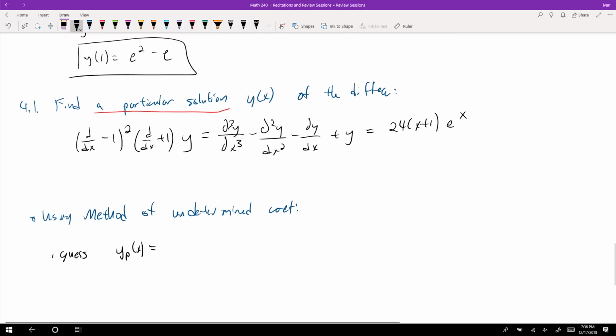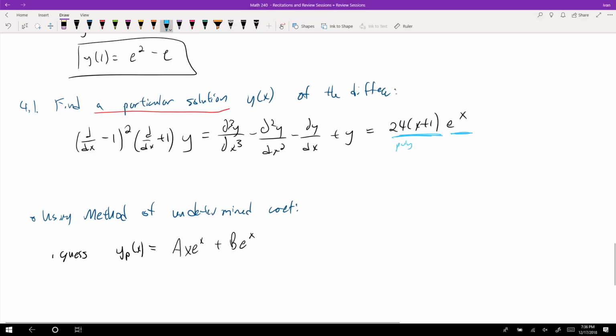Not just ax squared e to the x. Yeah, so we want to guess something like a x e to the x plus b e to the x initially, right? And why do we do that? This right-hand side is a polynomial times e to the x. So this is some polynomial, and this is e to the x.